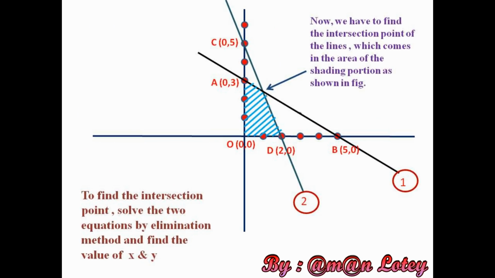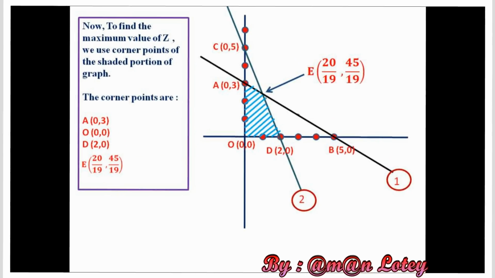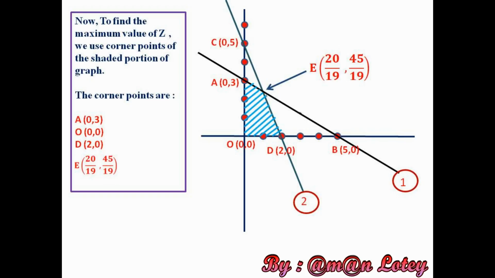Before finding the maximum value, we have to find the intersection point of the lines, which lies in the shaded portion as shown in the figure. In order to find the intersection point, solve the two equations by using the elimination method and find the values of x and y. Here we solve the two equations by using the elimination method. After solving, we get x equal to 20 by 19 and y equal to 45 by 19. Write this value of the intersection point of the lines on the graph and name it point E.